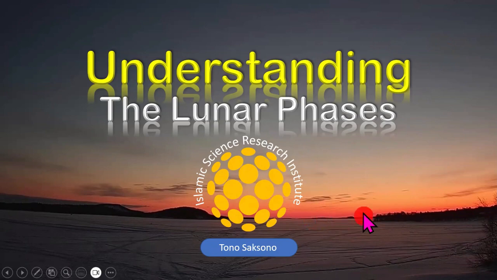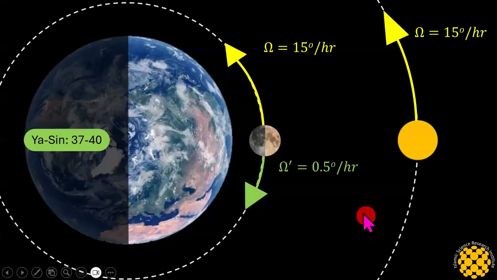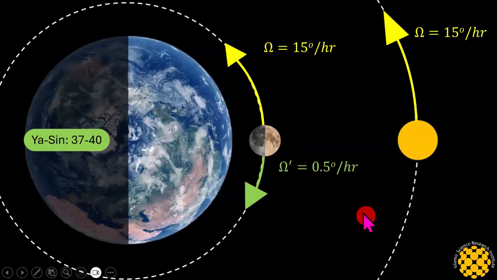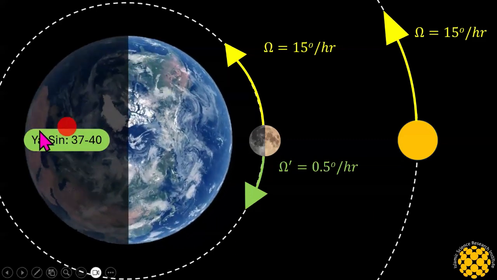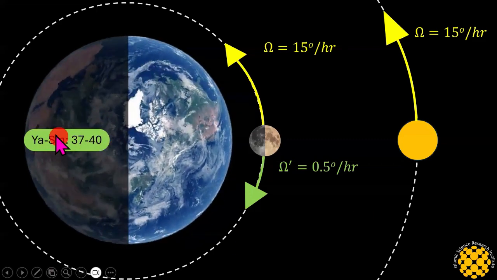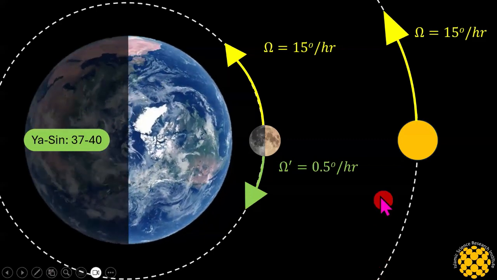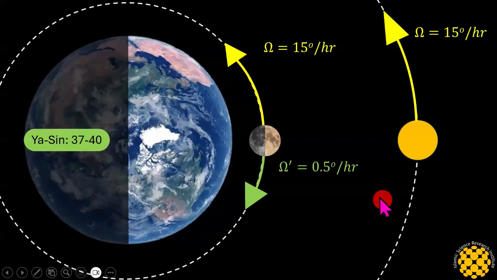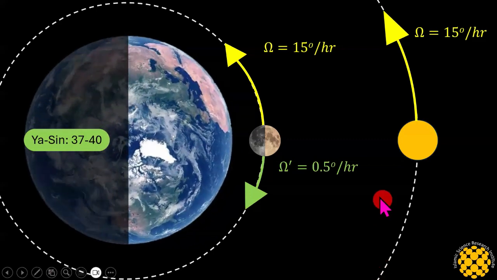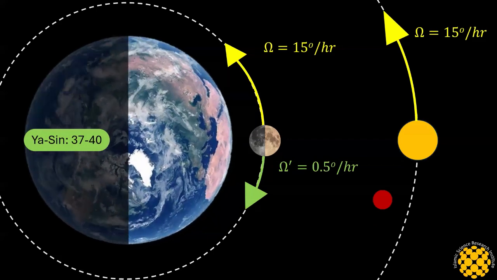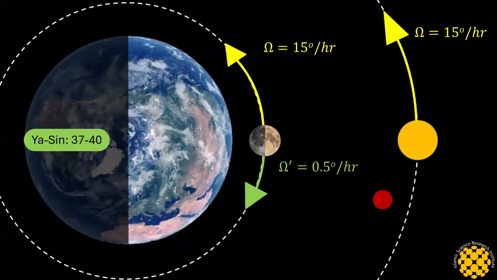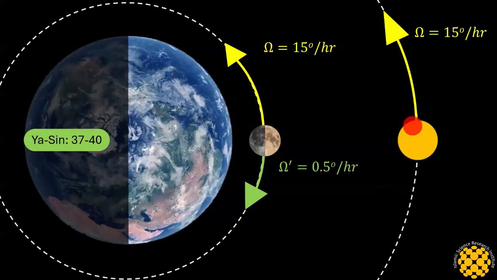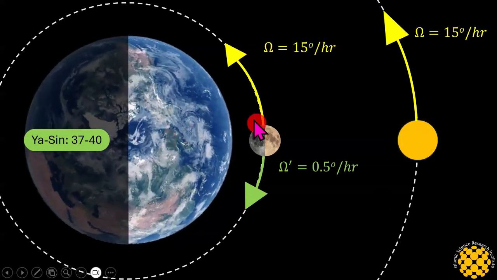Understanding the Formation of Lunar Phases, video number 167, titled Surah Ya Sin, 37 to 40 as the Sharia Basis for the Global Islamic Calendar, explains that the changes in the moon's phases from the waxing crescent, hilal, to the full moon, and then shrinking again to waning crescent, urjunil qodim, occur due to the difference in the apparent angular velocity between the sun and the moon.